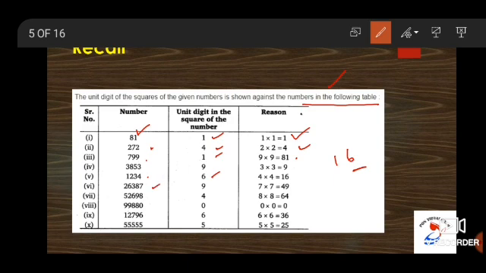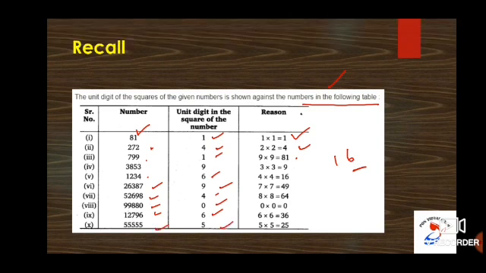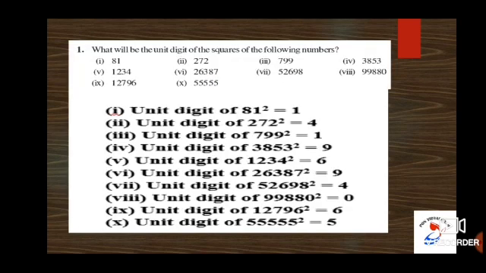Similarly, for a number ending with 7, the unit digit in the square of the number will be 9. For 8, it is 4. For 0, it will be 0 only. For 6, again it is 6 only. For 5 also, it is 5 only. So with this property, we will discuss the solution for the first problem.